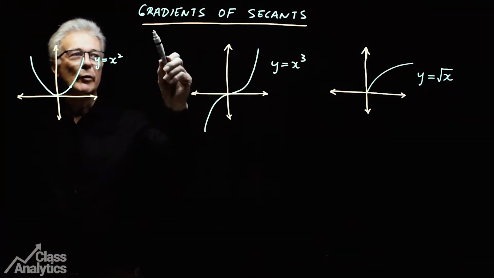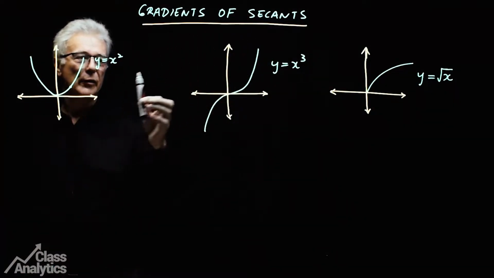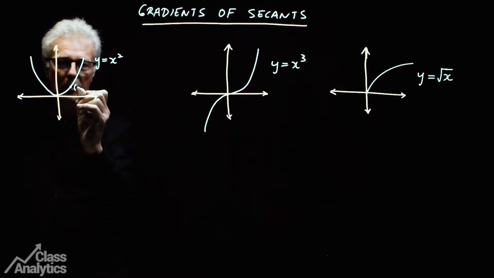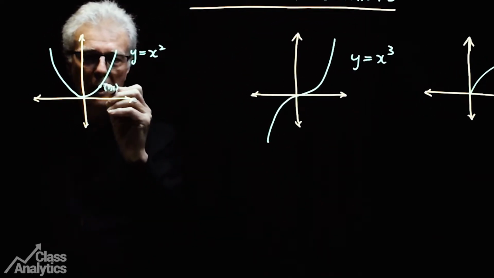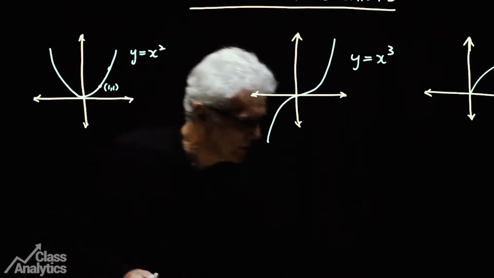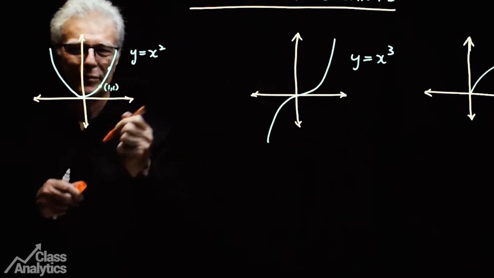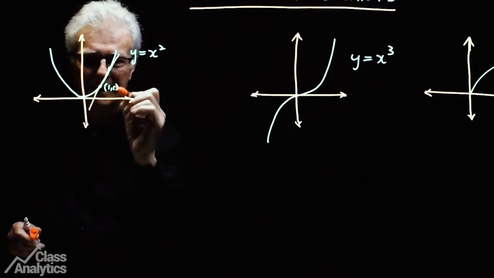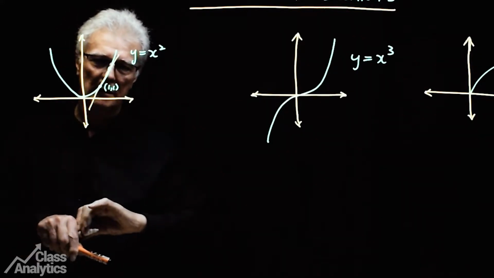In this lesson, we're going to do the gradients of secants to these three functions. Now, at this point here, I'm going to draw a line from there up to here. I might just put an orange. Now, this line is a secant.